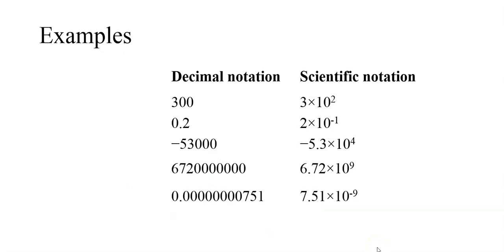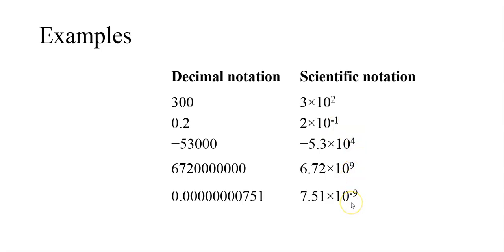Here we have some examples of both decimal format and the scientific format. So the first two examples are not too large or too small, but you can always convert any number that you want to the scientific format. Notice that the absolute value of the significand is a number between 1 and 10. We have this negative example here. Also notice that the exponent can be negative or positive.